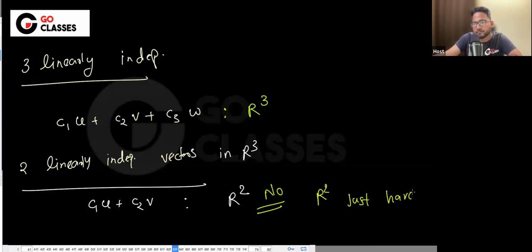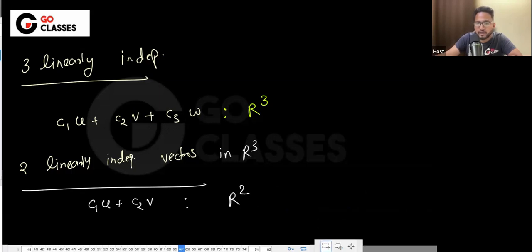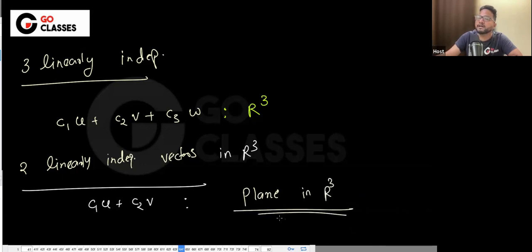Just have two components, four vectors, right? Okay. So R2 it is not. So what does it produce? We will see the equations later on, but it actually tells you the plane. It will be a plane in R3. It will be the plane in R3.